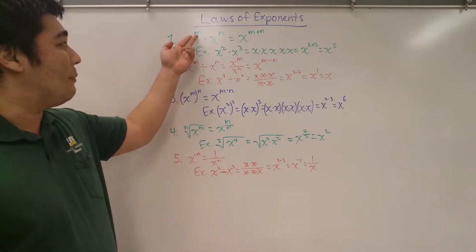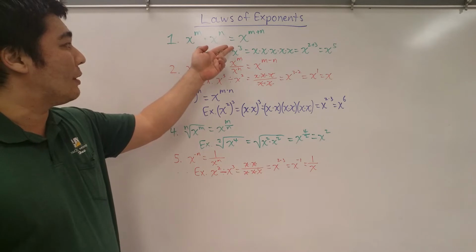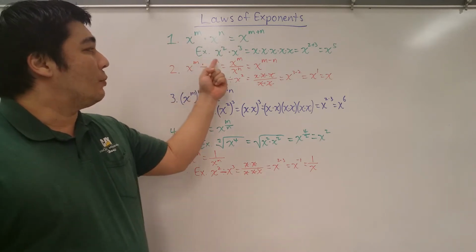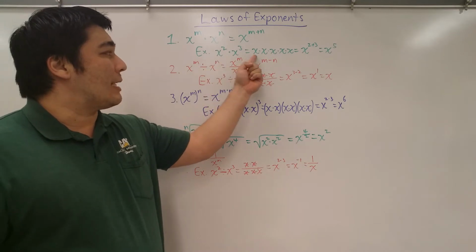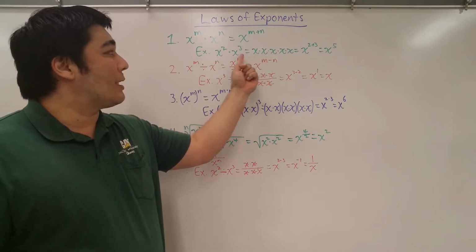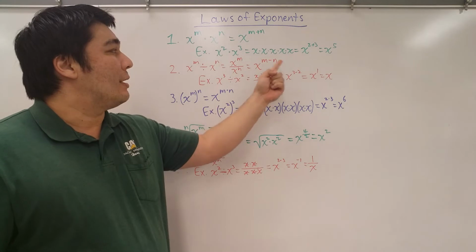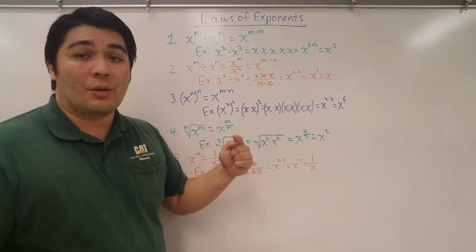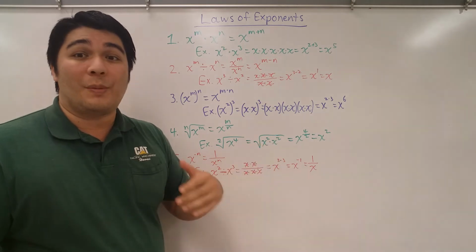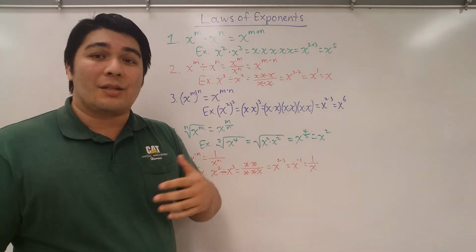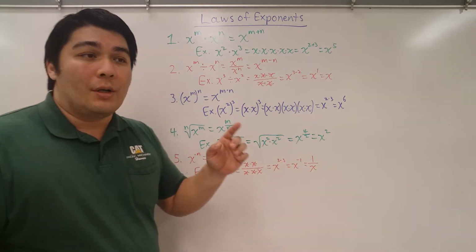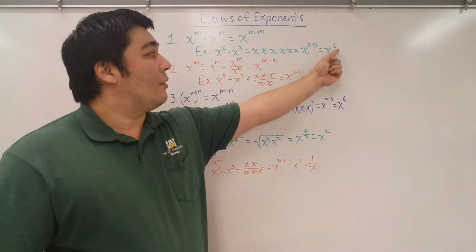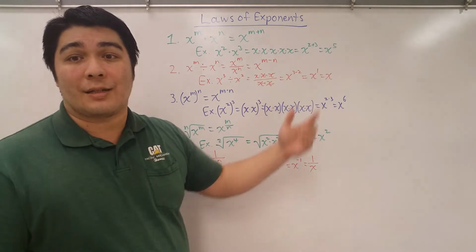Let's say m was 2 and n was 3. So I've got x squared times x cubed, which I could write out, because x squared is just x times x. I could also write x cubed out as x times x times x. So notice that there are 1, 2, 3, 4, 5 x's. And they're all being multiplied together, so that would be the same thing as saying x to the 5th power. Now, of course, I could also get that by saying, oh, 2 plus 3 is 5. So that's how I got that answer.